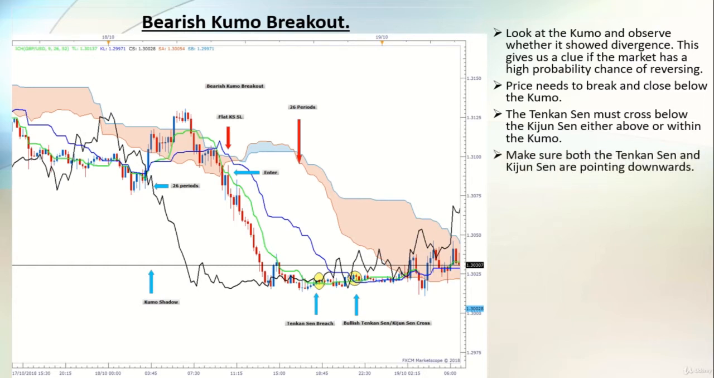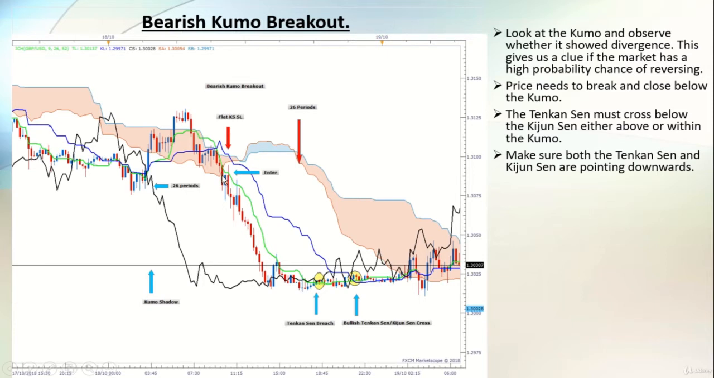We also have to make sure that both the Tengen and Kijun are pointing downwards. If they're flat, the market's static. That means there's no volatility. Most likely, it's going to be choppy. If the Tengen is pointing downwards and the Kijun is pointing downwards, this is a very strong sell signal in a bearish Kumo breakout. So in this example, when there's a Tengen crossover over here, the market went down.